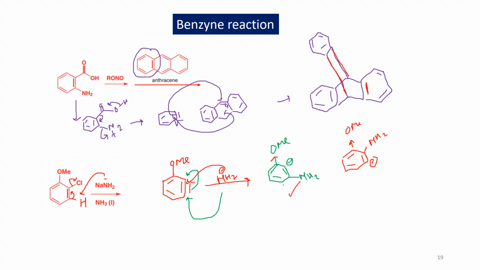So this intermediate is more stable, and if we add H plus, it will take H plus from the amine, giving anisole. This will be our desired product. Okay. I hope it's clear.